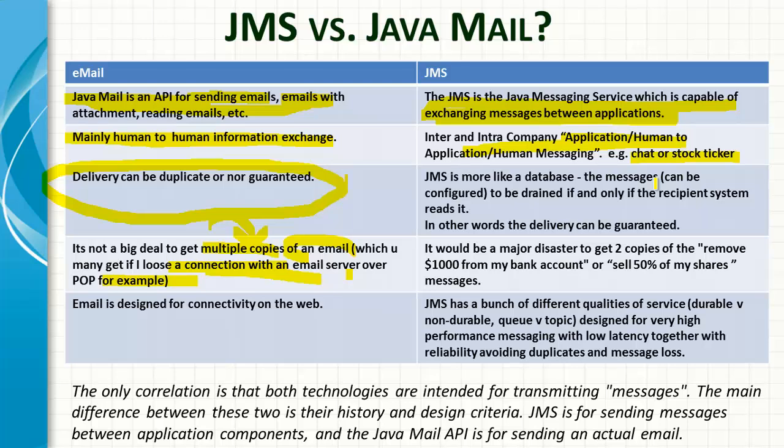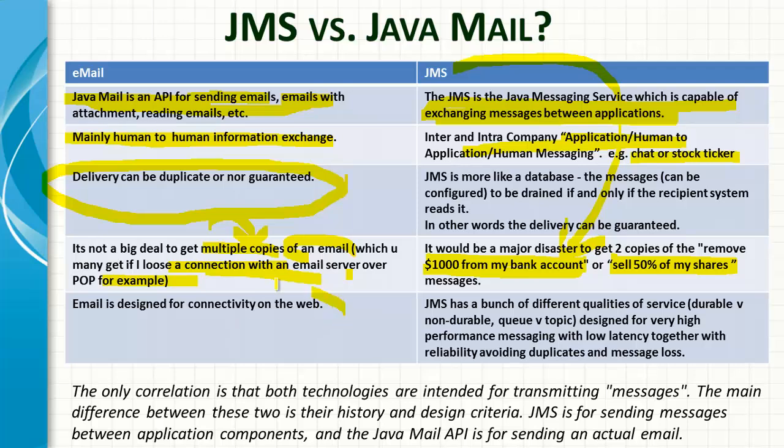Why? It will be a major disaster if you get two copies of a message saying remove $1,000 from my bank account or sell 50% of the shares. It may not be a big problem if I get a mail twice, but if I get these messages twice, it may mean a business loss or a financial loss. So that's where JMS comes in. The JMS promise: I won't give you duplicates and I'll guarantee the delivery of the message.